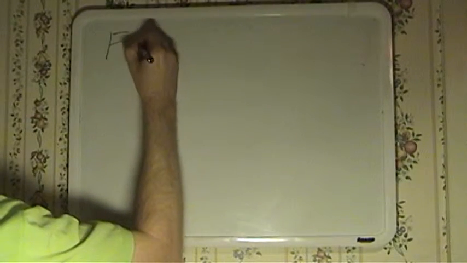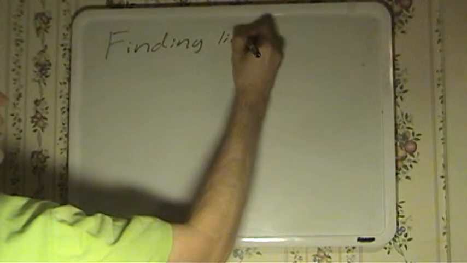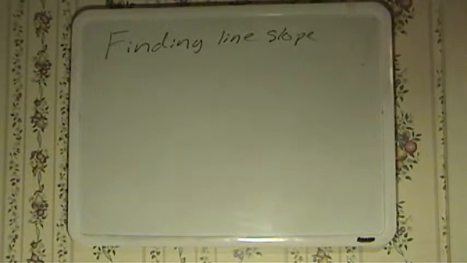So if you want to find the slope of a line, I'm just going to abbreviate this as finding line slope, so I don't spend the whole video writing. So I'm going to make myself a little graph here. Excuse me, this is why my drawing is terrible. This is why my major is math and not art.